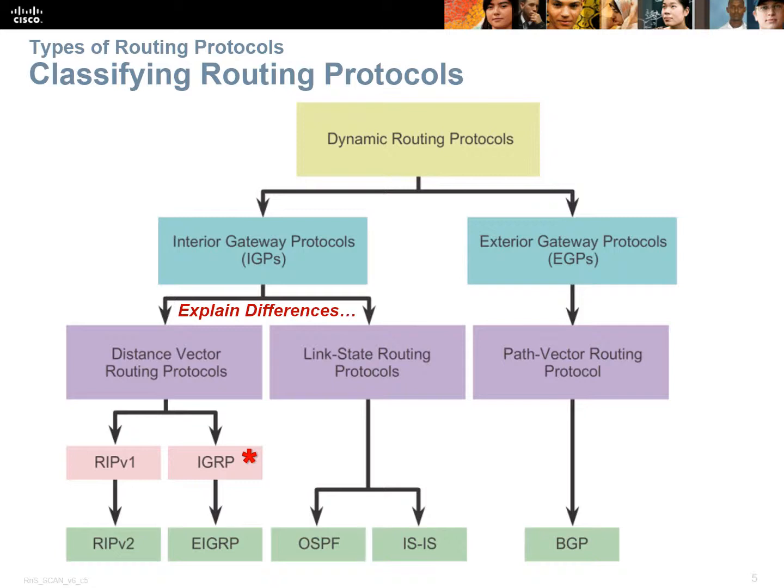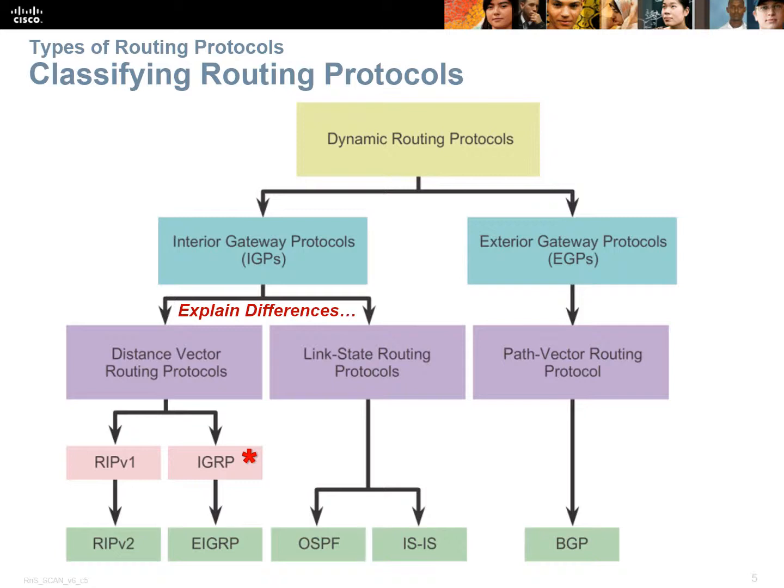Link state, on the other hand, is the complete opposite. Every router must know every link to every destination in the whole network. Every router has a whole overview of the entire topology. Distance vector can only know what its neighbor has to tell it.